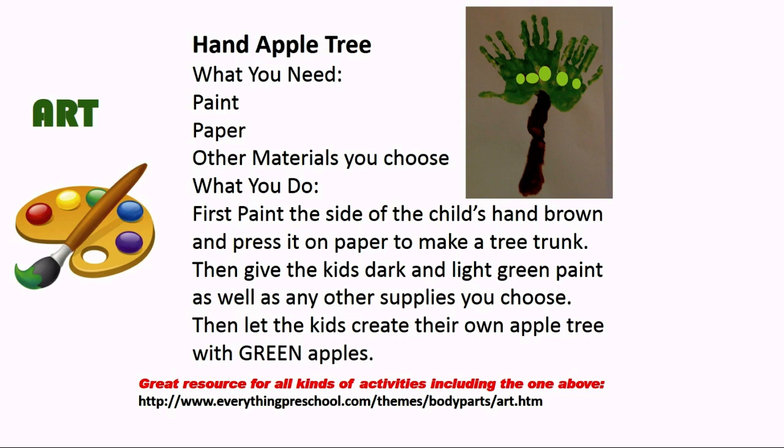Okay, theme unit, on to art and continue the theme. So this is just an example of making a hand tree with green apples in it. So she had green G's, and now we can put green apples or even green G's on our hand trees if we want to.